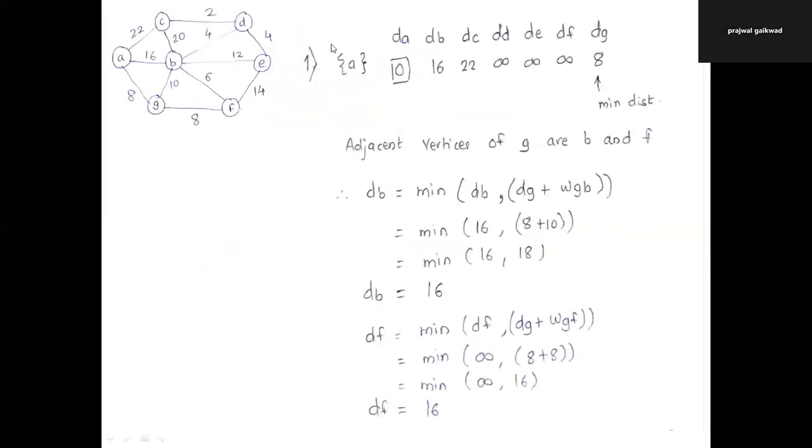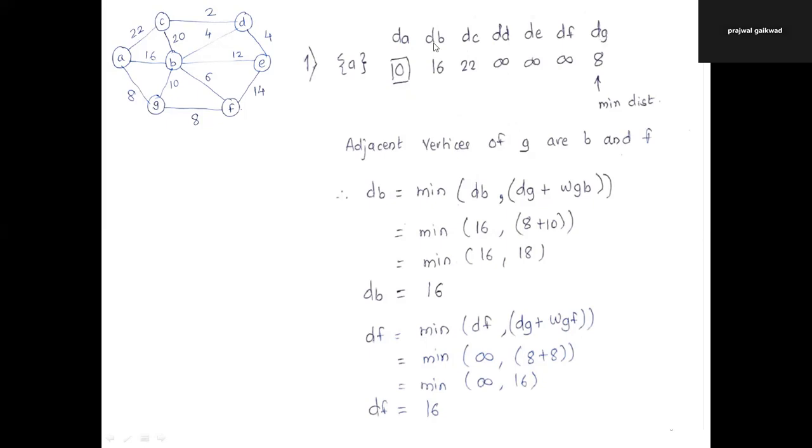So stepwise, suppose we start with node A. Here we have written all the distances for A, B, C, D, E, F, G. At the start, we know the distance of A is 0, and from the adjacent nodes, dG is the minimum distance, because the three nodes connected to A are at 22, 16 and 8. So 8 will be the minimum distance.